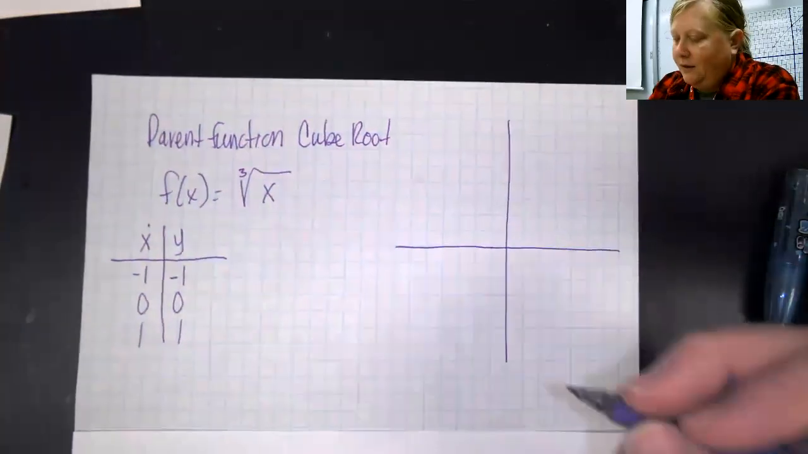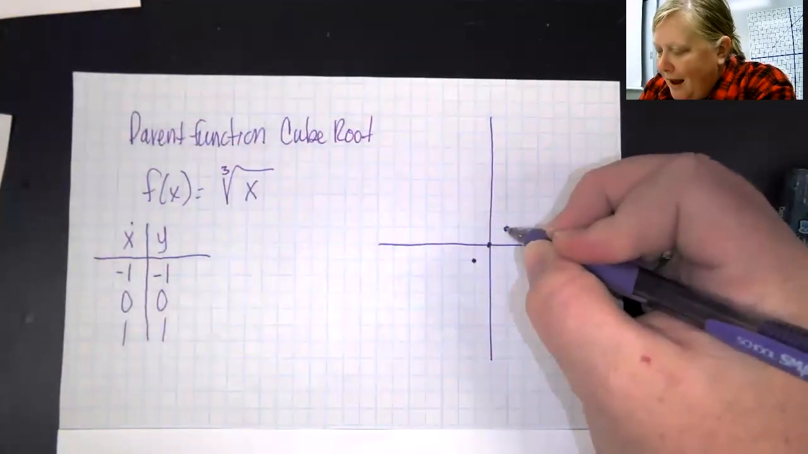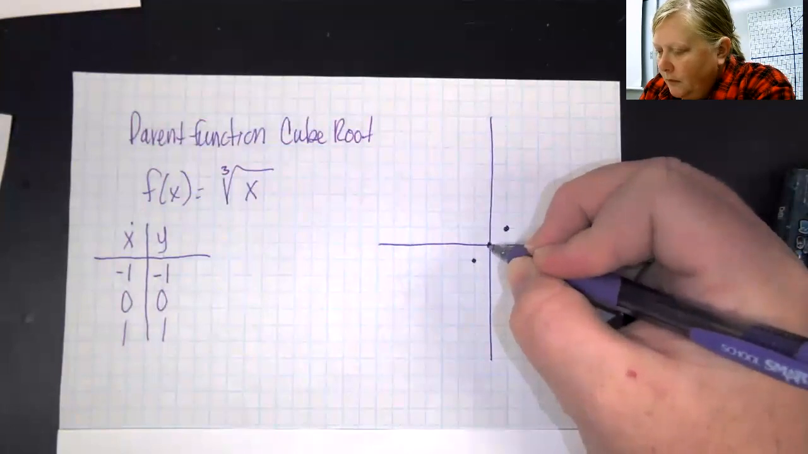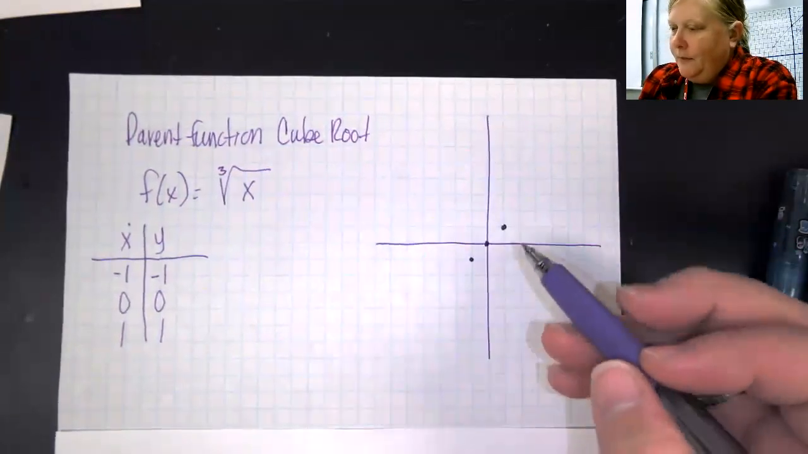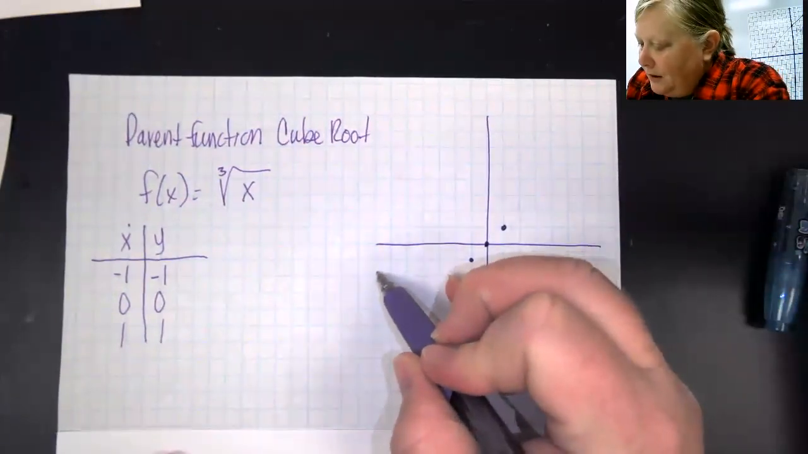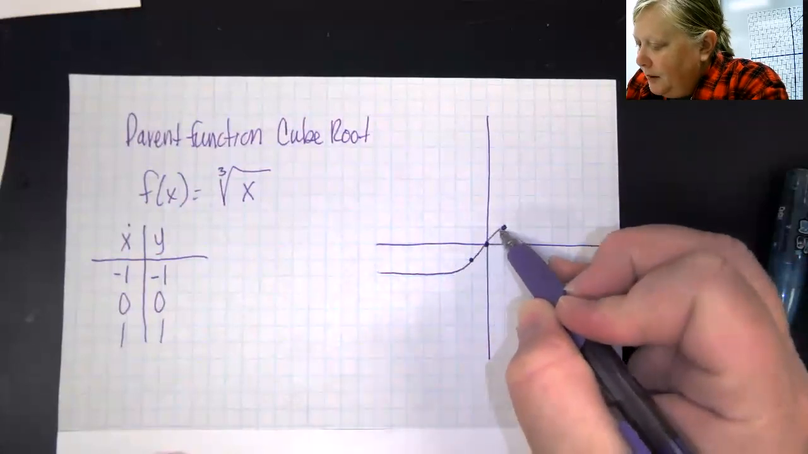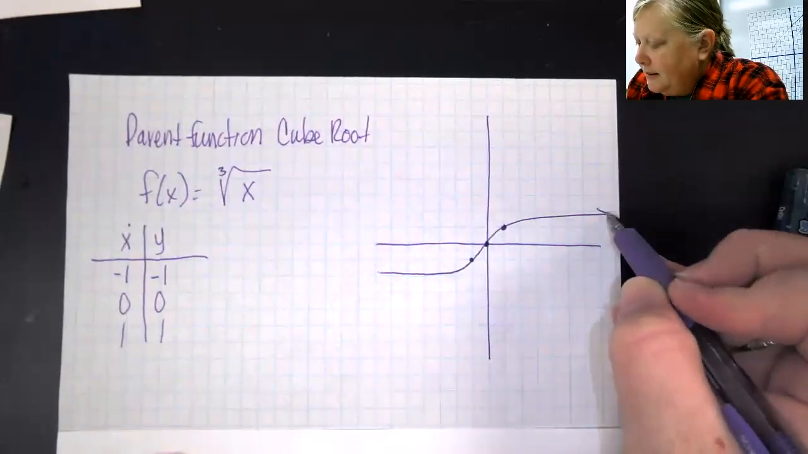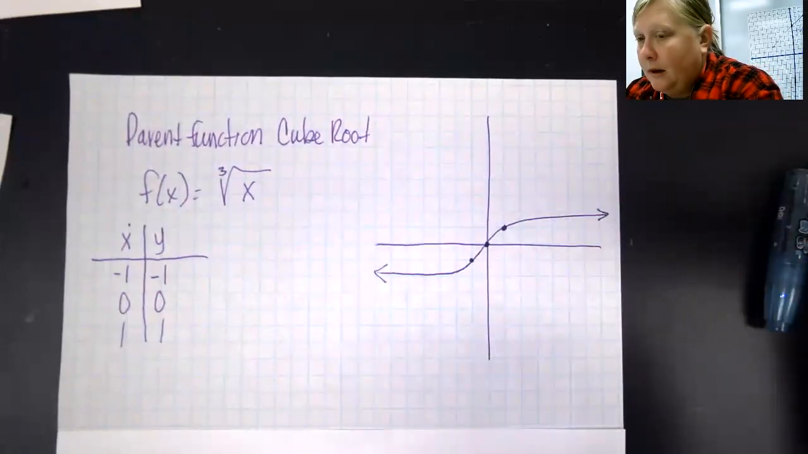Okay, so as far as your points here, they go like this, but do not make a line. That's not what this is. So it's kind of weird. It's a curve, but it curves up and like this. So it's a snake.